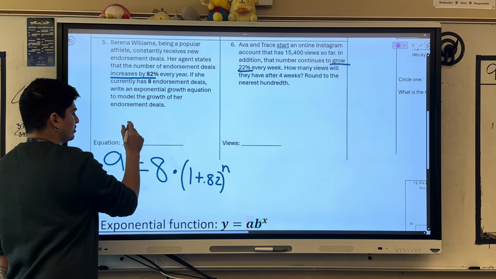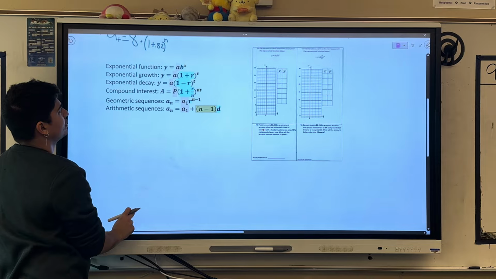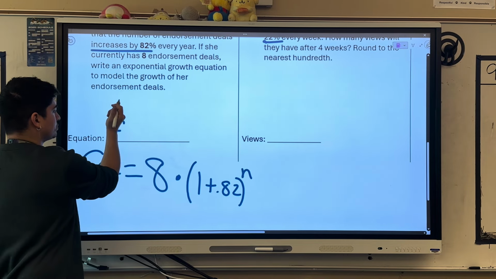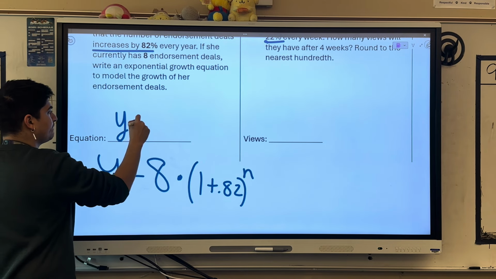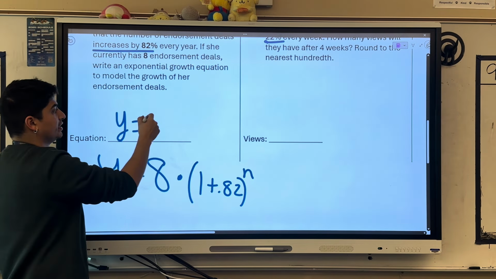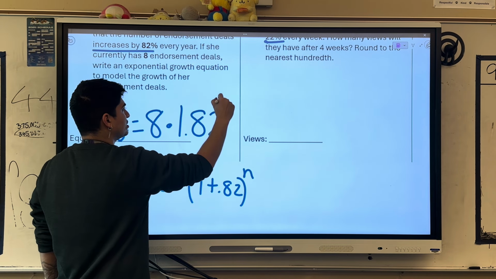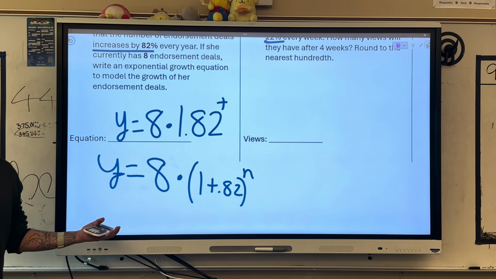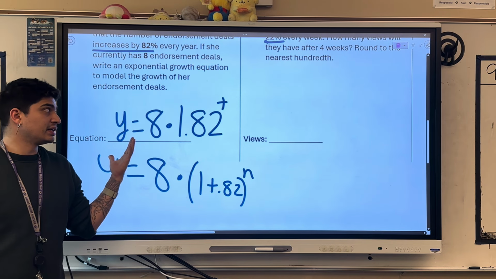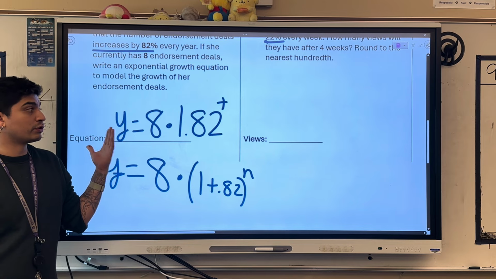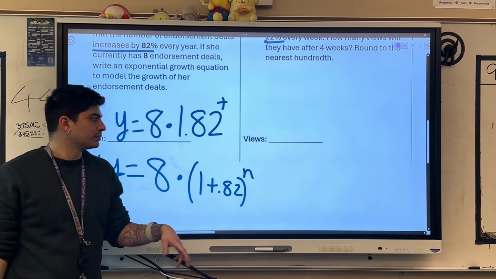I think it's actually, do we write it with y? I think we do actually. Exponential growth is going to be y. So I'm going to write y here. Y, or our exponential growth, is 8 times 1.82 to the t, where we don't know how many years. You could put 5 years and that would be an 82% growth over a certain amount of years, times 8 being the beginning point.